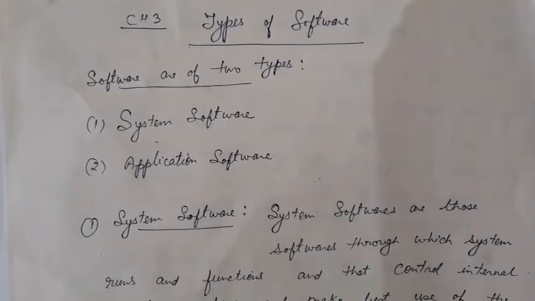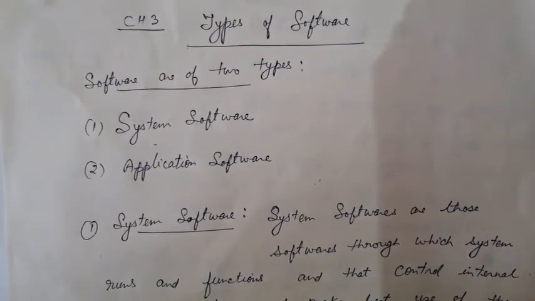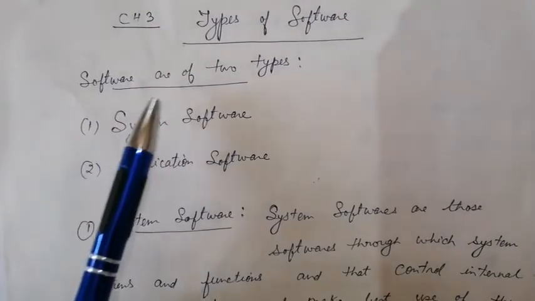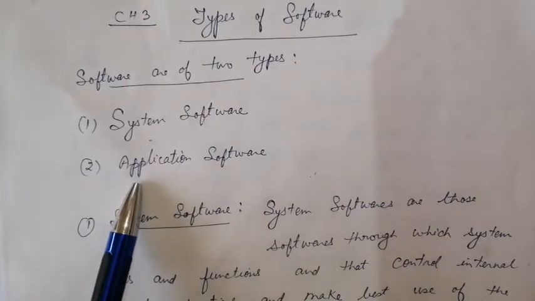Now, what are the different types of software? And what is software actually? Software is an application through which we can perform many tasks. That is software, a simple definition. Now, what are the different types of software? There are two types of software. One is system software and one is application software.